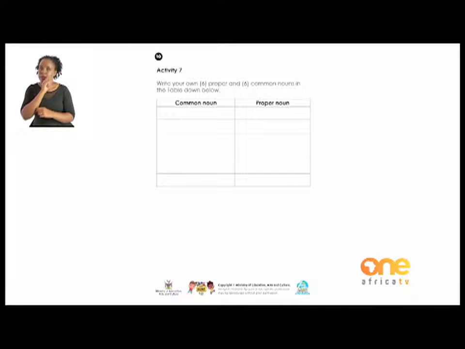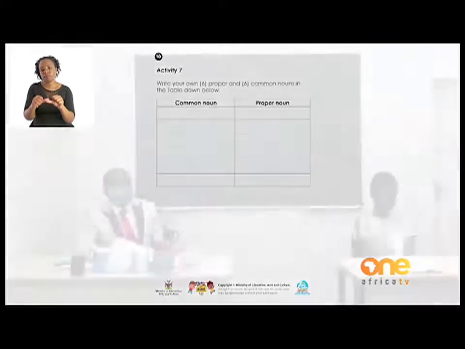Right. For example, I would choose a word like table. Table is a common noun. And for proper noun, I will choose a word like Namibia. Namibia is the name of a country, which is our country. So it begins with a capital letter. Namibia. So do the rest by writing common and proper nouns.